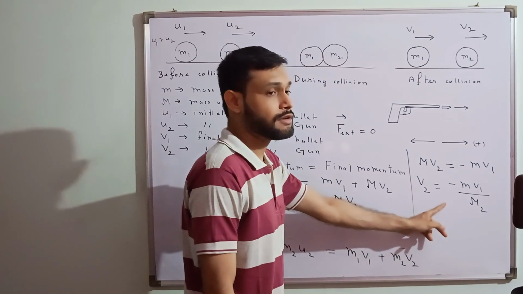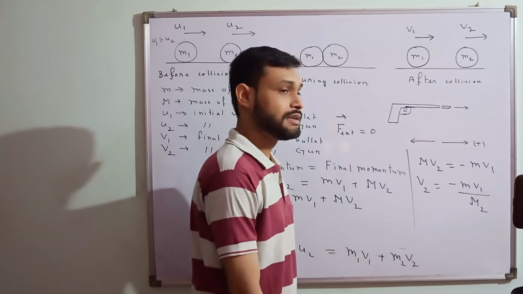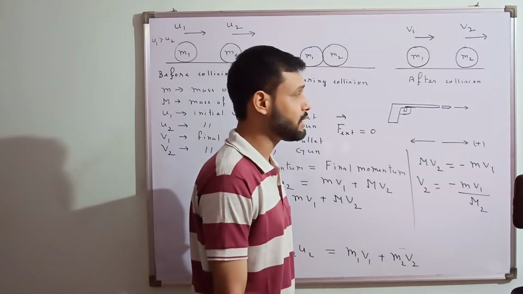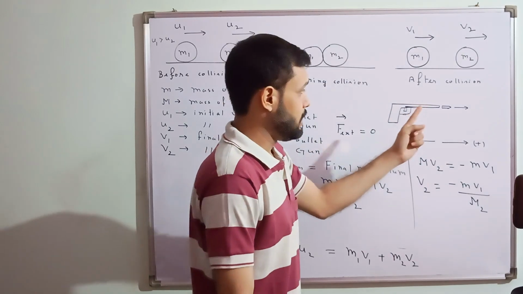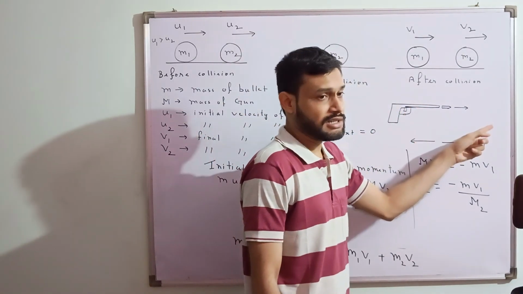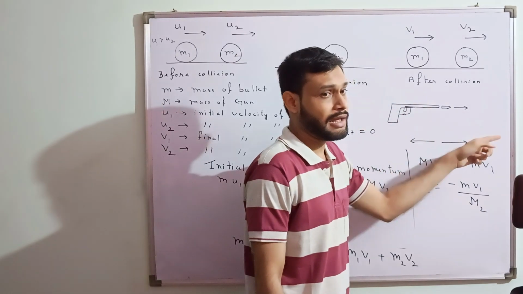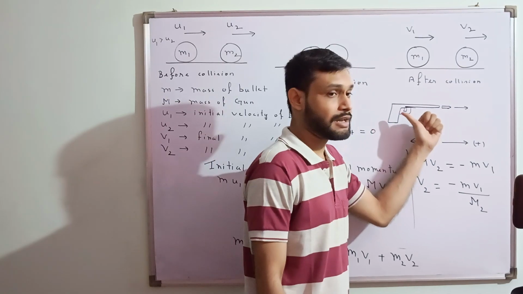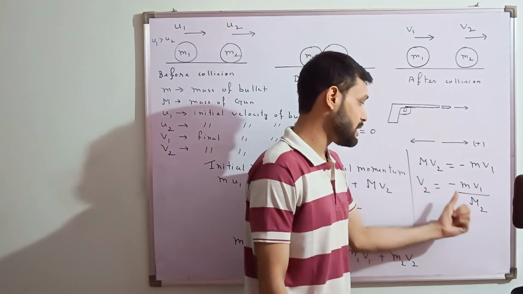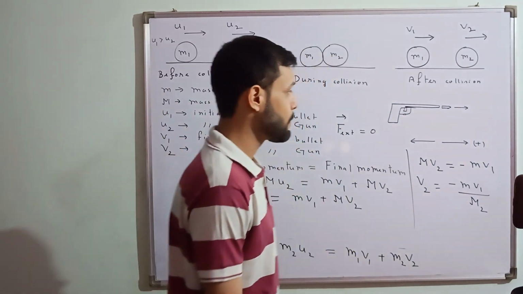You can see this from the conservation of momentum. And if I apply Newton's third law of motion, it also says the same thing: every action has an equal and opposite reaction. If the gun is applying a force on the bullet, that is the action. The bullet will also apply the same force on the gun in the backward direction, and the gun will move in the backward direction. You can cross verify these things.